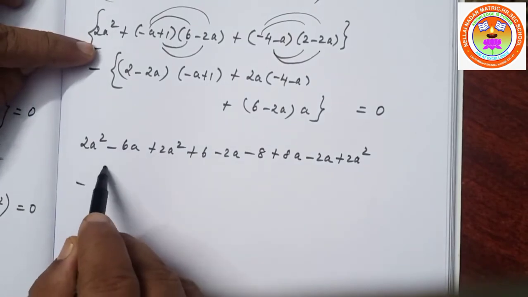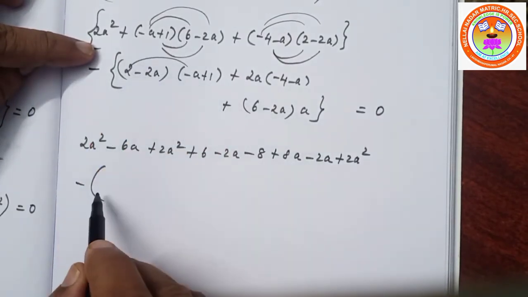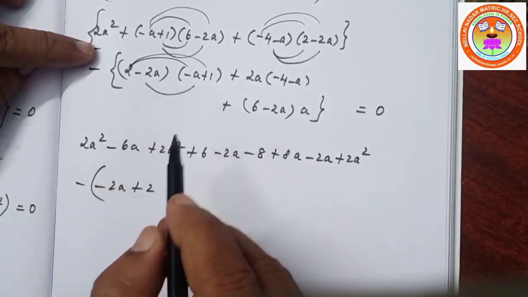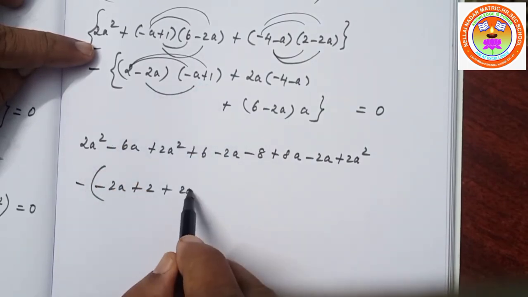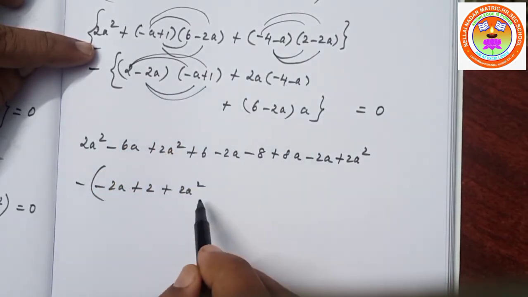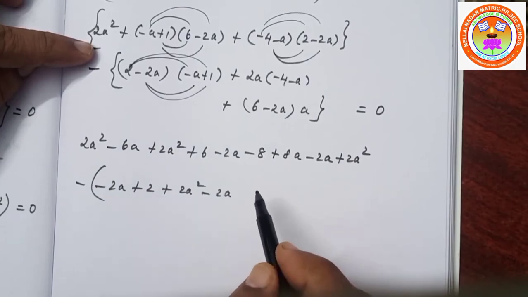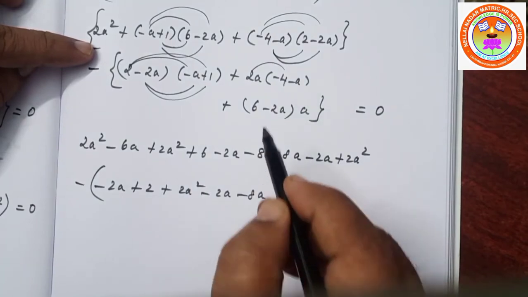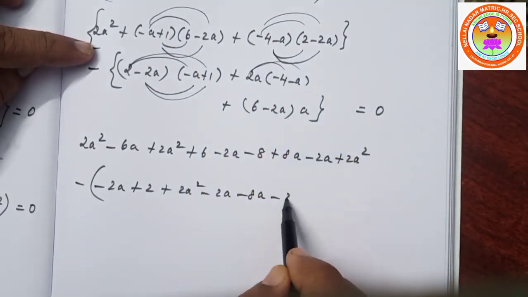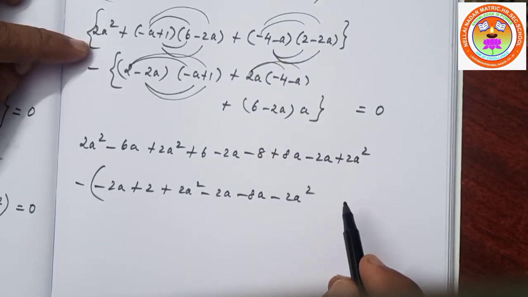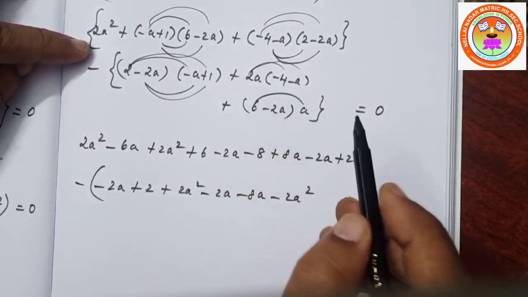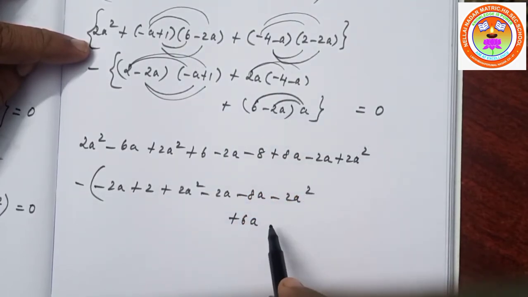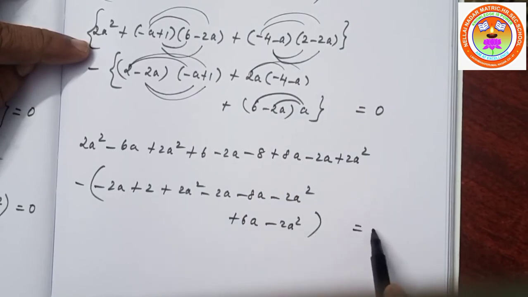Here minus bracket 2 into minus a, minus 2a, 2 into 1, 2, minus into minus plus 2a into a, 2a square, minus 2a into 1, that is equal to minus 2a. 2a into minus 4, that is minus 8a. 2a into minus a, that is equal to minus 2a square. Then 6 into a, 6a. Then minus 2a into a, that is minus 2a square. Close the bracket, that is equal to 0.